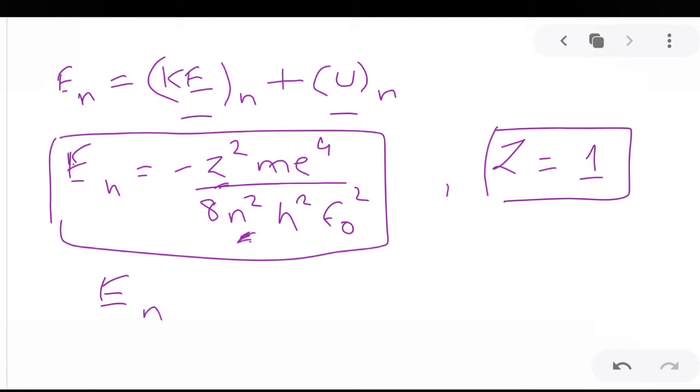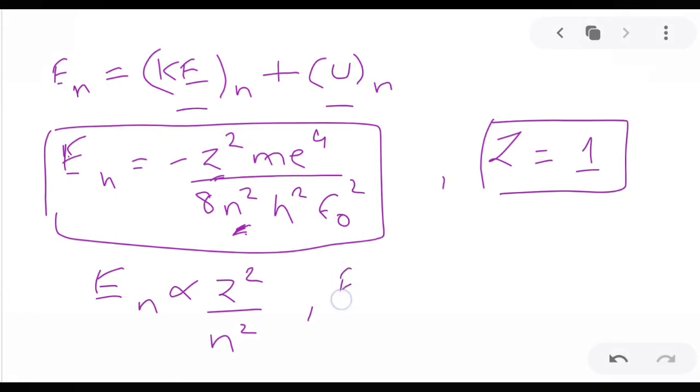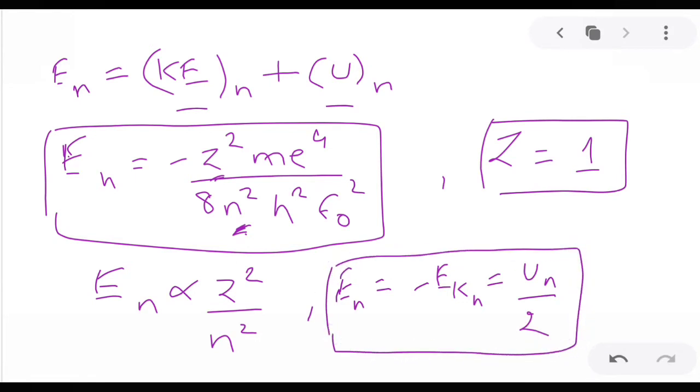So we can say that energy in the nth level is directly proportional to Z square and inversely proportional to n square. The other thing that we observed is that the total energy of the electron in the nth energy level is equal to the negative of the kinetic energy in the nth level, and it is equal to half of the potential energy in the nth level. So total energy is equal to negative of kinetic energy and half of potential energy. Now, a similar relation we have seen in the energy of satellites in the chapter gravitation.